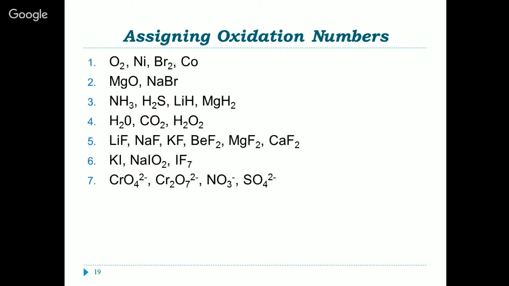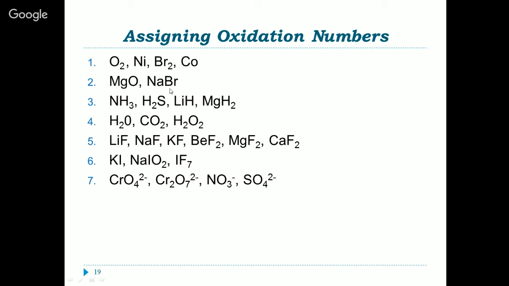So assigning oxidation numbers, there are rules in your book, but I'm going to go through some of these now. In the first line here, diatomic oxygen, nickel standalone, diatomic bromine, cobalt stands alone. So anytime we are in our elemental states, we always have a charge of 0, always. Line 2 here, I have magnesium oxide, I have sodium bromide.